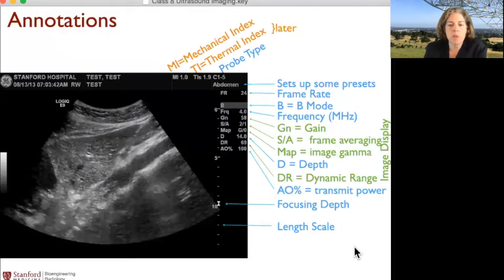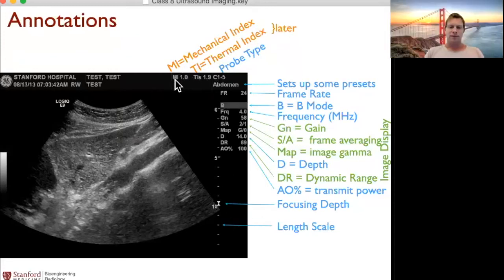Okay, so there's an example image. That one didn't have any annotations. This one has a lot of annotations. So here's a picture. This is somebody's abdomen. This is part of the liver right here. I'm not totally sure what all these other structures are, but what I really wanted to do with this picture is just to walk you through some of the annotation.